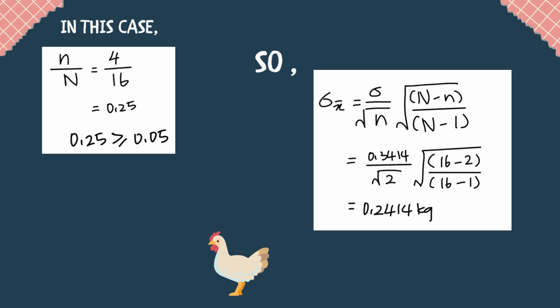We put in all the numbers, and in the result we get the standard deviation of the sampling distribution, which is 0.2414.